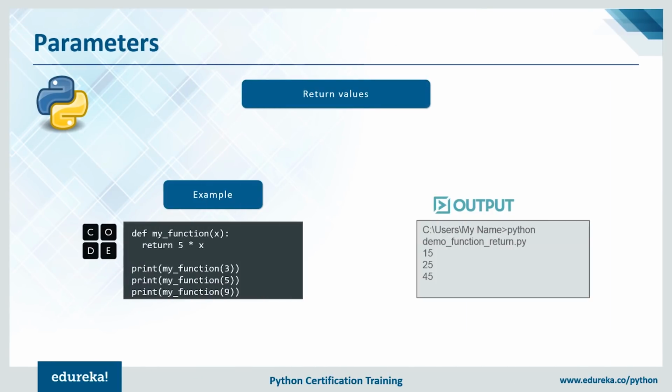Check out the example. We have my function and x is our parameter. We're returning 5 times x. So basically, as soon as we pass a number, 5 is going to be multiplied to that number and we're going to get the output. My function of 3, 5 3s are 15, 15. So next we have 5, 5 5s are 25, 25 is correct. 9 5s are 45. Again, we have 45 as the output. So we're good with that, right?